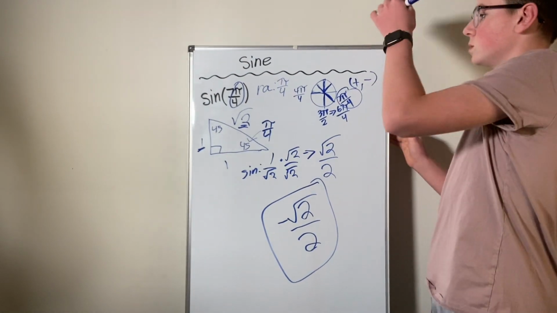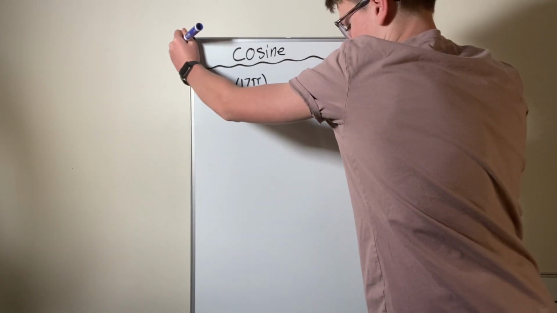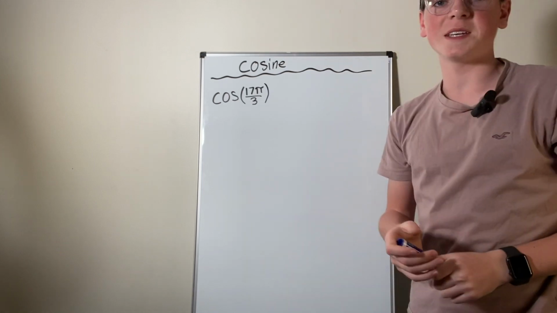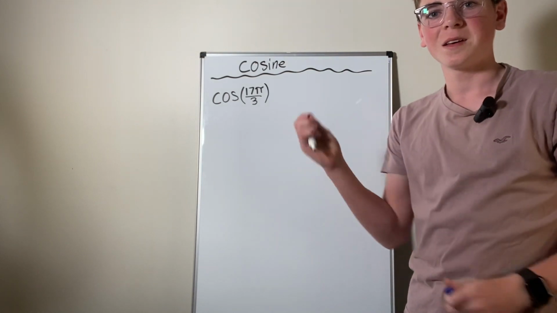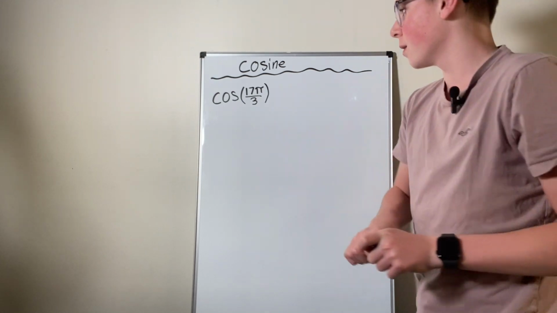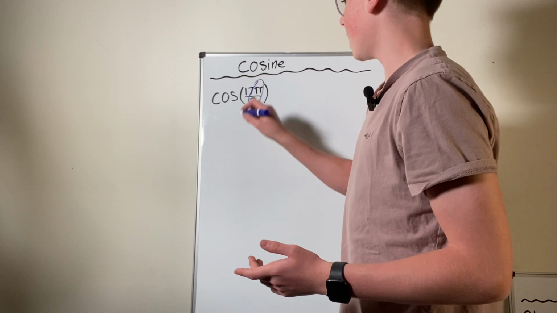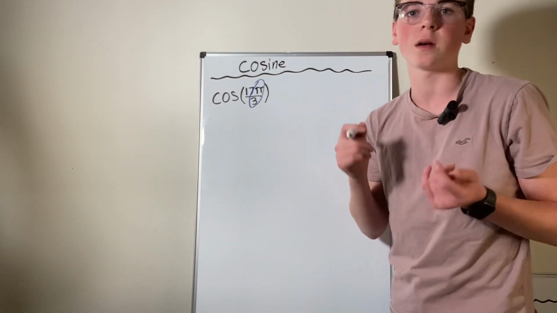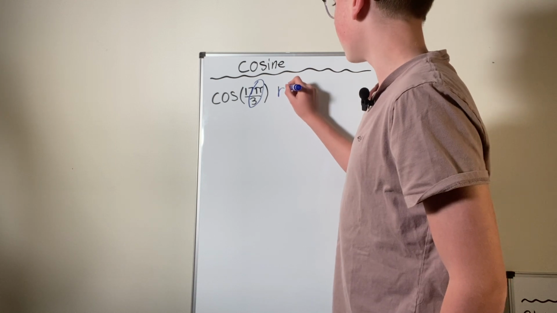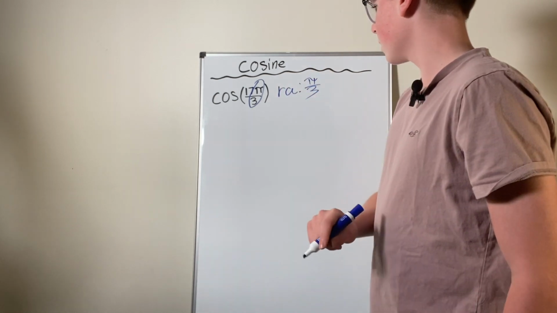Let's move on to a cosine problem. Gets a little more complex as we go. Cosine 17 pi over 3. Don't fear that it's a big number. It's going to be okay. First, what do we do? Reference angle. Always take the pi and the denominator, and you'll get the reference angle. And pi over 3, so our RA is just pi over 3.